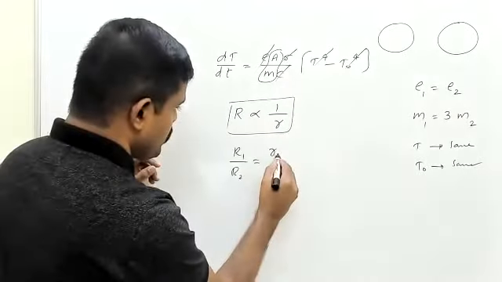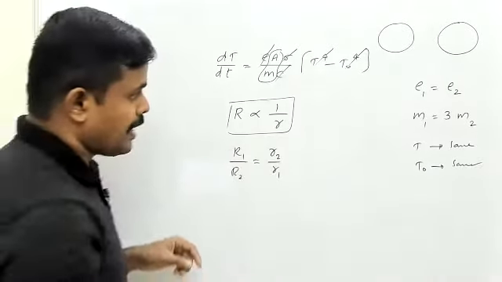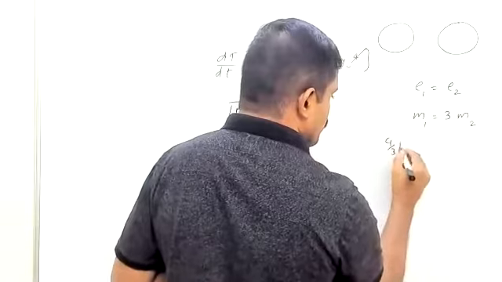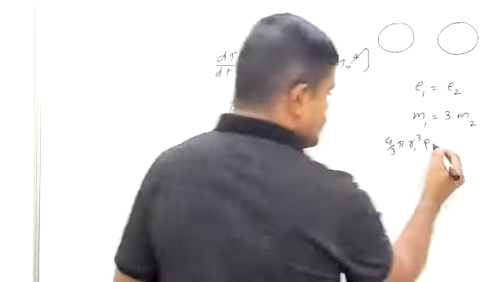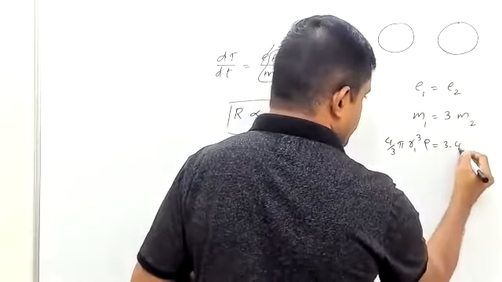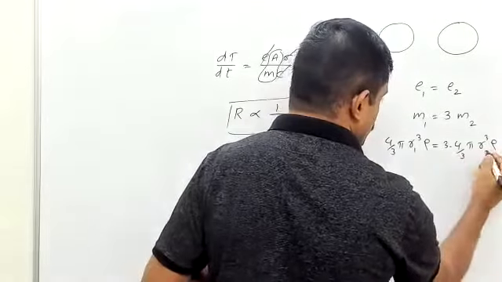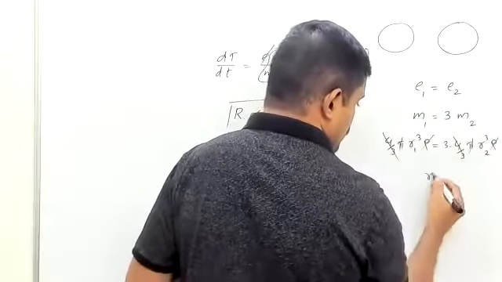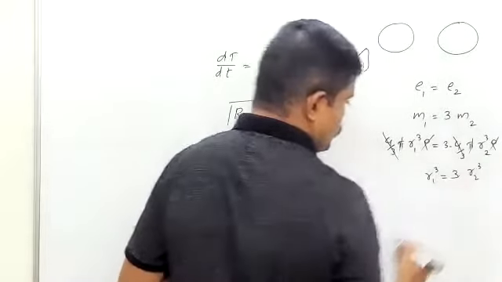Inverse ratio of radii, that is R2 divided by R1. I'm going to find this. What is mass of S1? 4 by 3 pi R1 cube rho is equal to 3 times the mass of second one, which is 4 by 3 pi R2 cube rho. So R1 cube is equal to 3 times R2 cube.